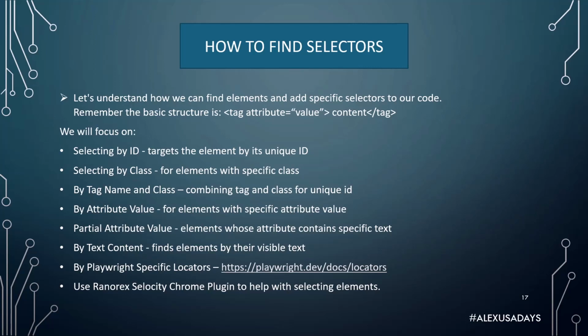We also will take a look at the documentation where you see the examples of those locators and how to use them. And in the end, we're going to use the Ranorex Selocity Chrome plugin to help you get the selectors if you're having trouble selecting them on your own. All right, let's get into the code.